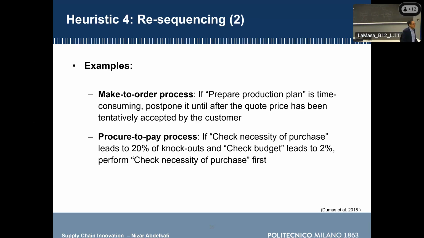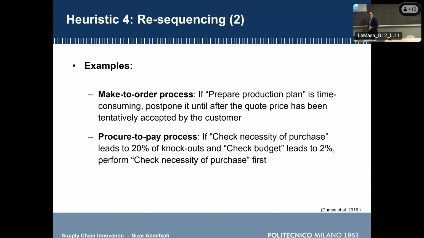Gabriele, so checking the necessity of the purchase or checking the budget, these are activities that have the same intensity. They will not be using a special equipment. So the thing is, if you put check necessity of purchase before, you will lead to a process that is easier and better to implement. So at least you will have less checks at the end than when you put the other check before. Seems reasonable here, right?